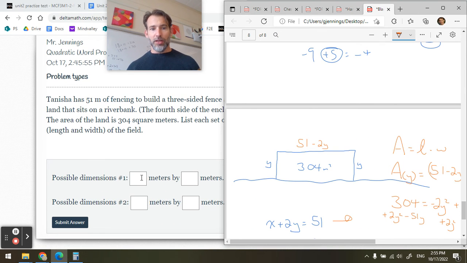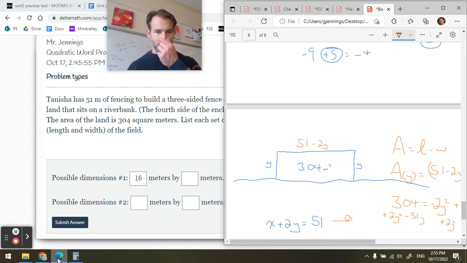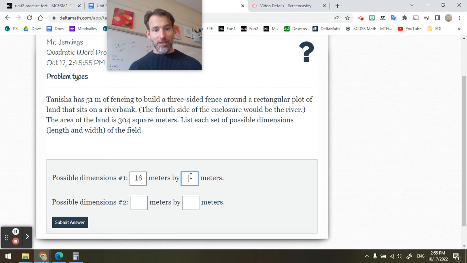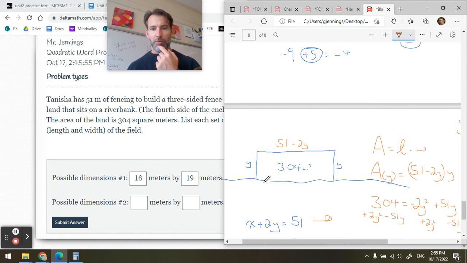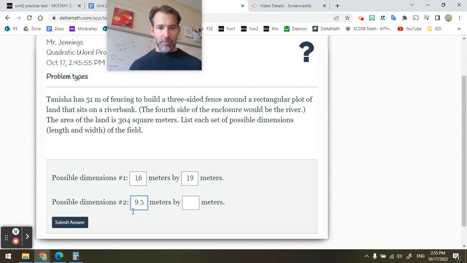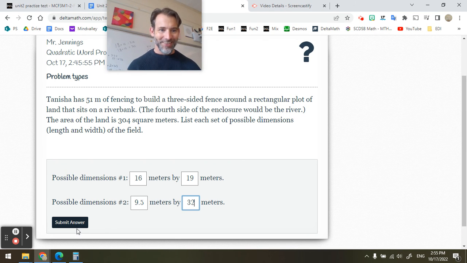Okay. So the first one is dimensions. So that would be 16 meters by, well, let's use our chart. We're going to put in 51 minus 2y there to find the other dimension. And so that would be 51 minus 32 is going to give us 19 meters. 16 by 19 is one possibility. Or the other possibility was here, 9.5 meters by, well, 2y there would be 19. So 51 minus 19 is 32. Cool, eh? Right, submit that answer.